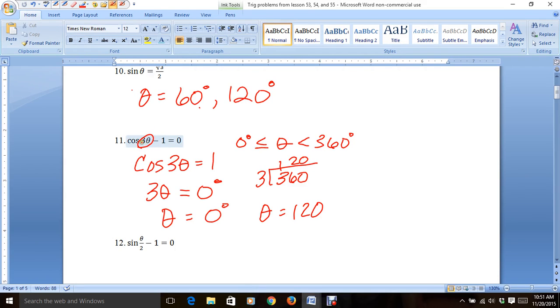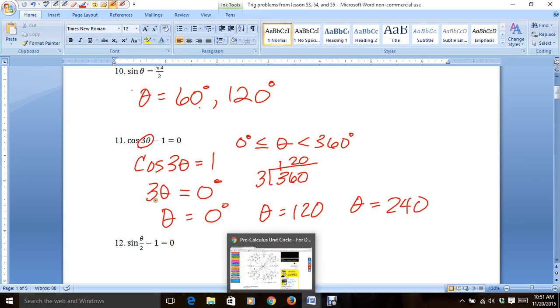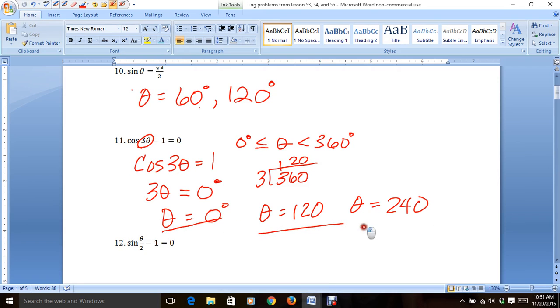is 360. So cosine 360 minus 1 is 0. So that works. And then we can spin around again and add 120 again, and that would give us 240. If we put in 240 for theta, 3 theta is going to be 720, which is back at 0 again. So there are 3 choices for theta here, because theta can be between 0 and 3 times 360. So you can keep spinning around.